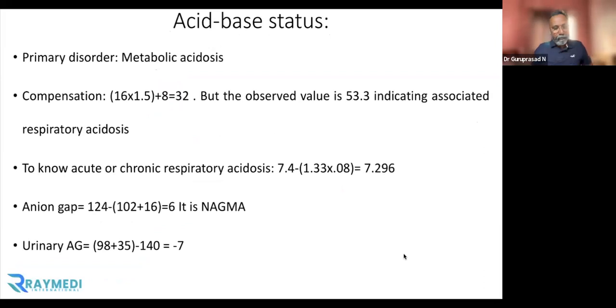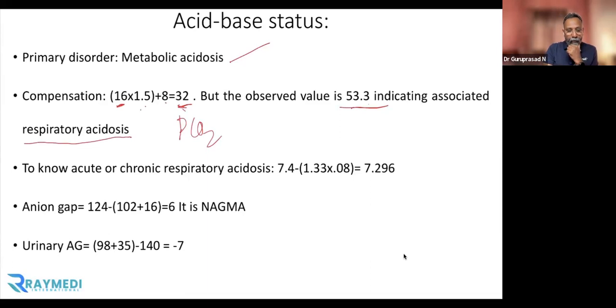Next, coming to the acid-base status. The primary disorder is metabolic acidosis because the change in bicarb is more than the change in PCO2. So you have to calculate the compensation. The given bicarb is 16. 16 times 1.5 plus 8 will be 32. So you should have expected a PCO2 of 32. But the observed PCO2 is 53.3. That means there is an associated respiratory acidosis.